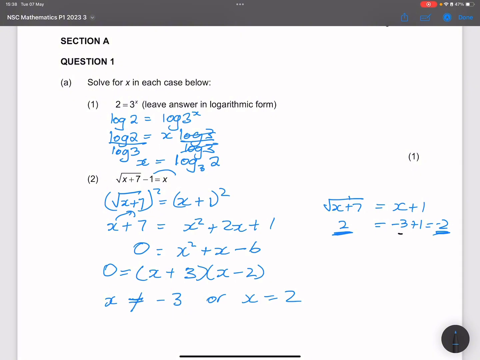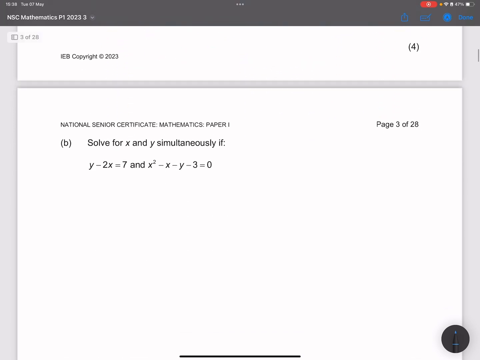But if we substitute 2, we've got 2 plus 7, which gives us 9. Square root of 9 is 3. And if I substitute 2 on the right-hand side, I've got 2 plus 1, which gives us 3. So positive and positive, so definitely this must be a solution. Okay, let's go to the next question.